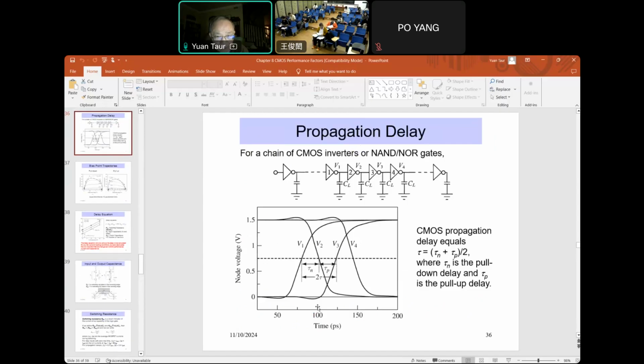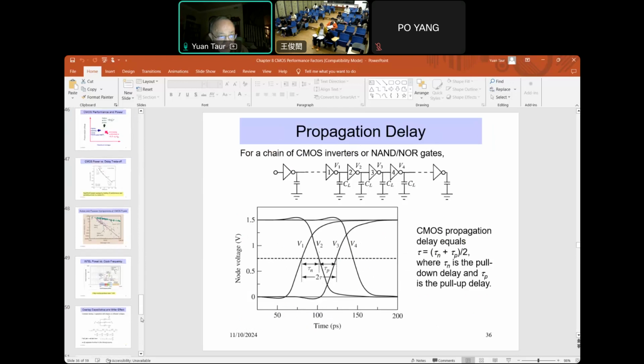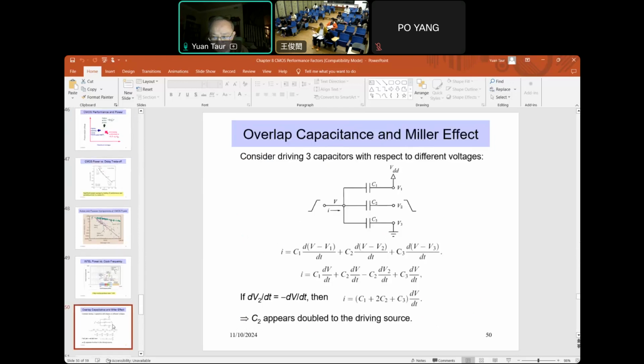Okay, same thing for V3. V3 goes down first, due to the capacitive coupling of V2. V2 is going down, so V3 first goes down, and then you turn on the PFET, and then V3 becomes charged up. Okay, so it's a similar effect, according to the so-called Miller effect.